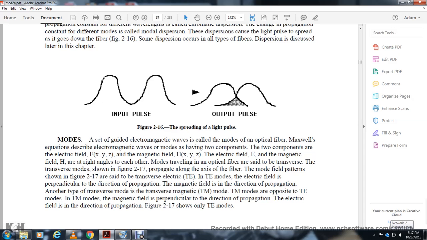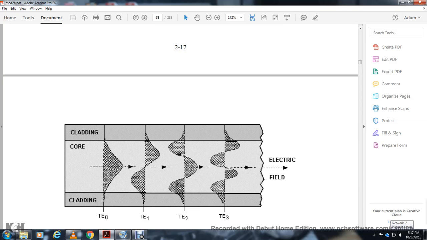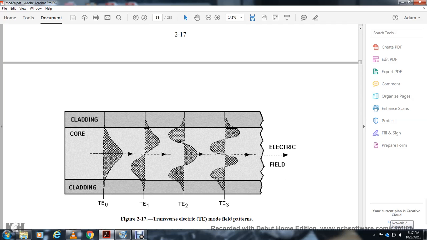And the other type of transverse mode is the transverse magnetic mode. The transverse magnetic mode is the opposite of the transverse electric mode: the magnetic field is perpendicular to the direction of propagation of the electric field. Figure 2.17 shows the transverse electric modes: clad, core, and core, transverse electric modes 1, 2, 3, and 4, electric field.